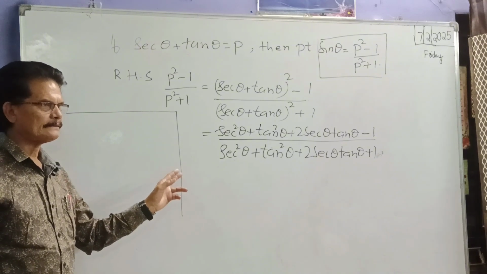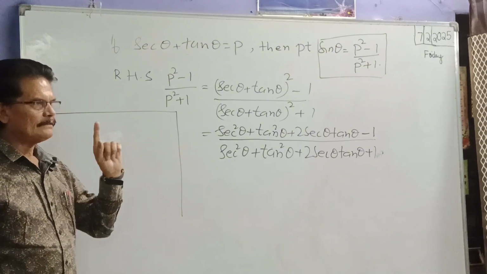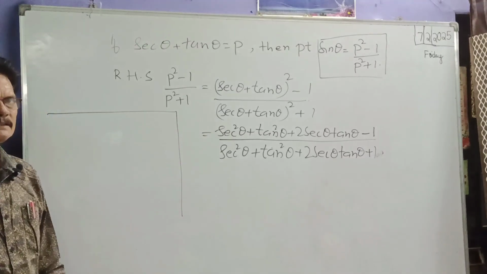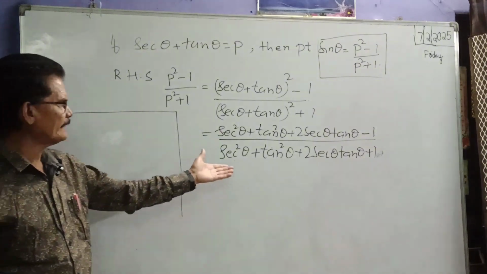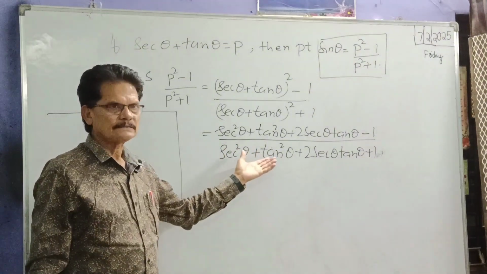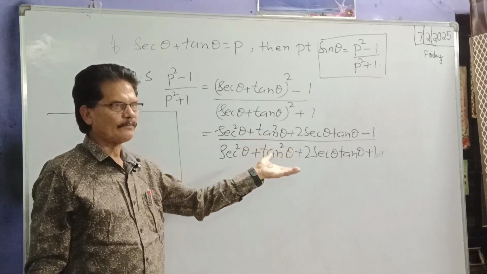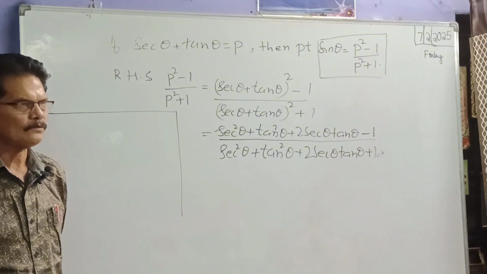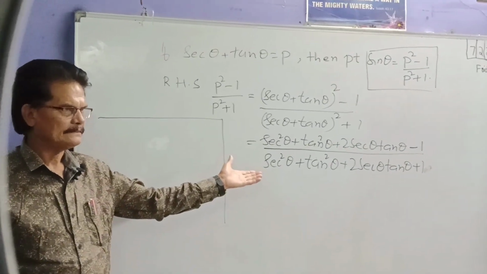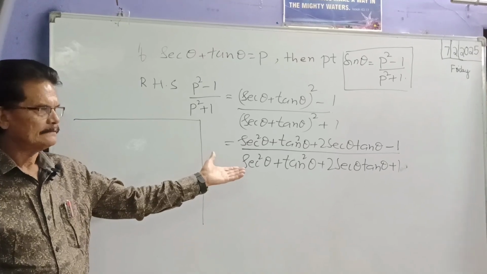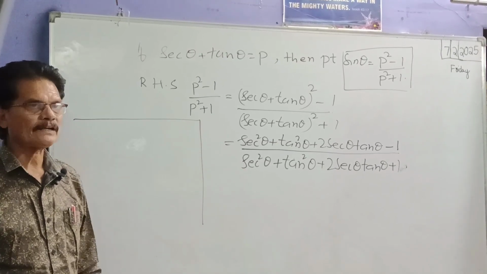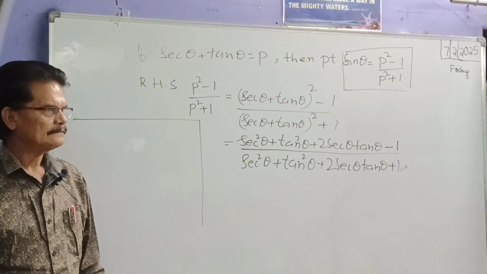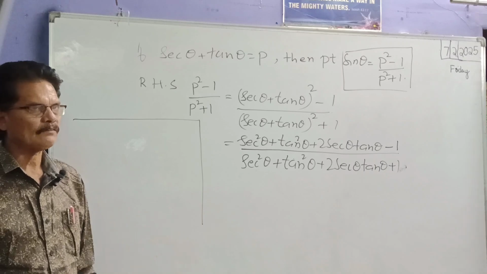So, can I use sin square theta plus cos square theta is equal to 1? Can I use that identity? I can't. Why? Because I don't have sin and cos over here. In our problem we are not having sin and cos. What we are having is sec and tan. So for sec and tan the identity is sec square minus tan square is equal to 1.